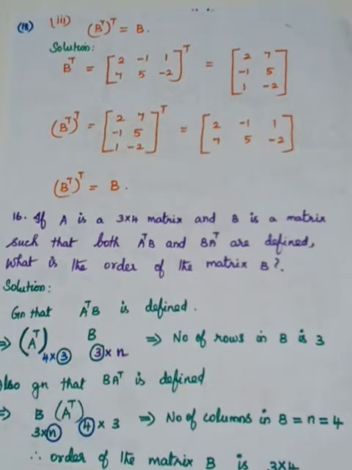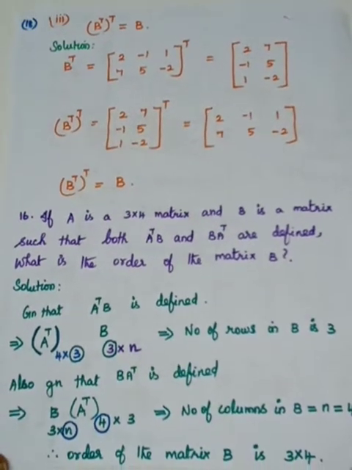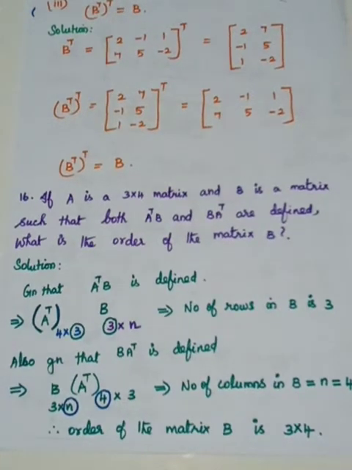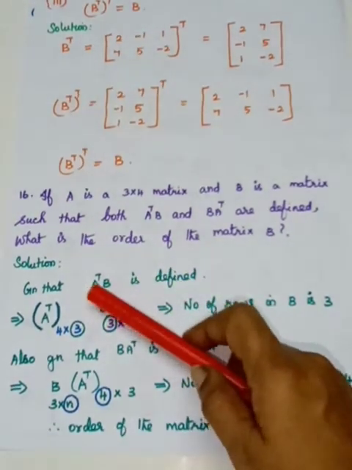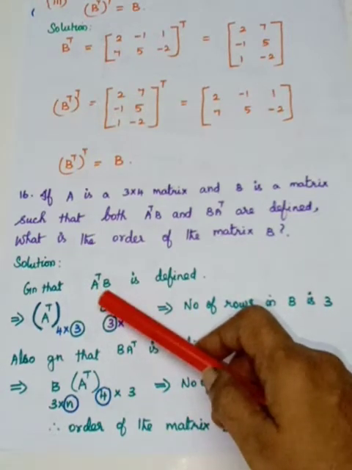Okay. So see the 16th problem. What is it? If A is a 3/4 matrix and B is a matrix such that both A transpose B and B A transpose are defined, what is the order of the matrix B? They are just asking the order of the matrix, and it involves transpose. A is a 3/4 matrix and A transpose B is defined. So these two matrices are conformable for multiplication.